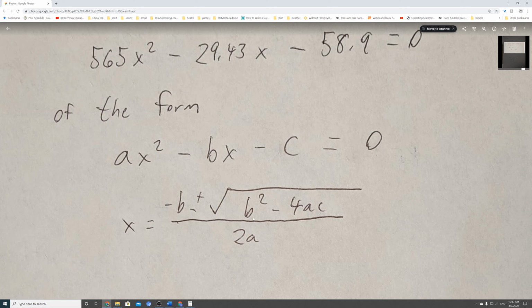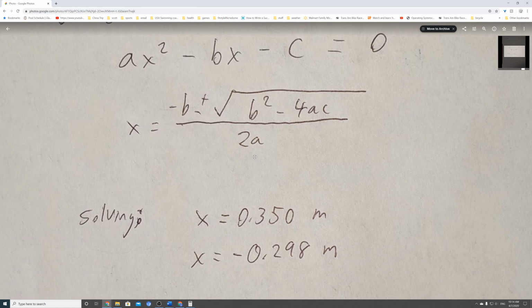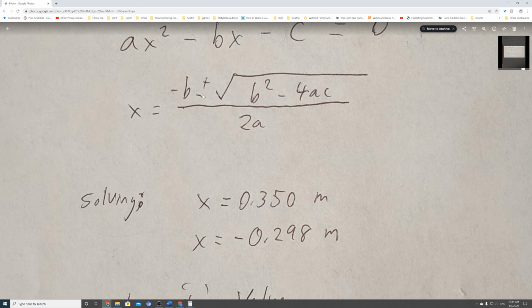Here's my 29.43, here's my 29.43. Here's 4 times A, which is 565. And C was, oh, well, 29.43 was negative, right? So it's a negative negative, and this is just squared, so it really doesn't matter. And A was positive, C was negative, so this is really an addition operation being done here. So you plug those values in and then divide by 2a, and what you'll come up with are 2 answers, right? Because 1 is for the plus and 1 for the minus. You're going to come up with x equal to 0.350 meters and also minus 0.298.